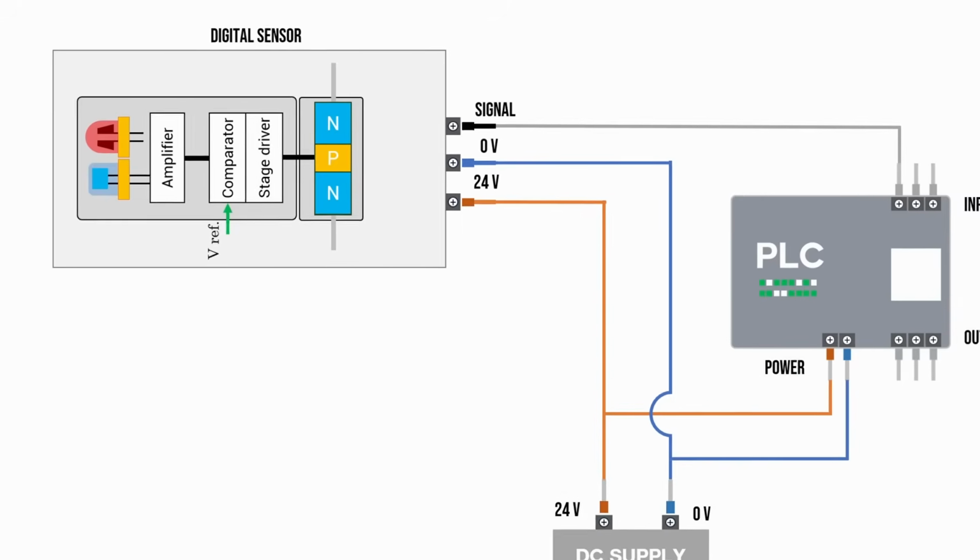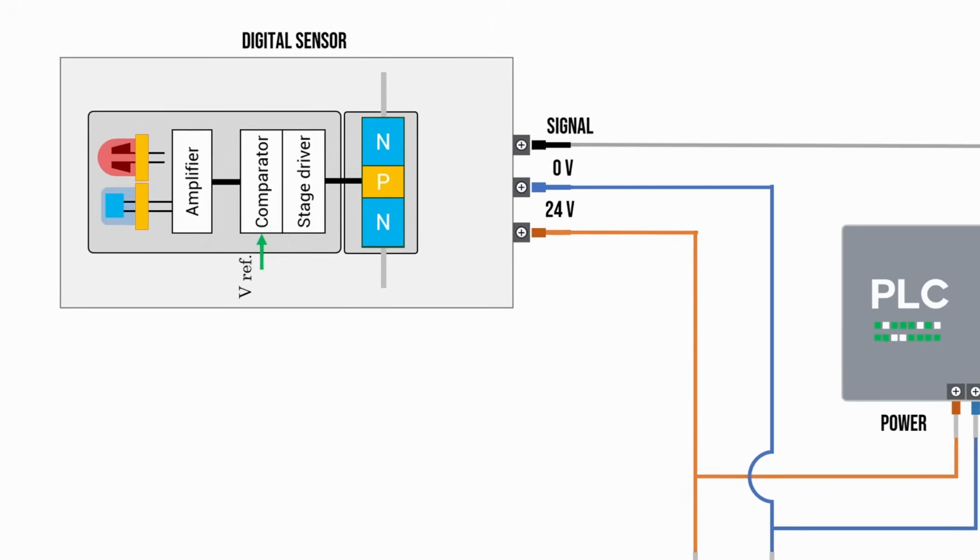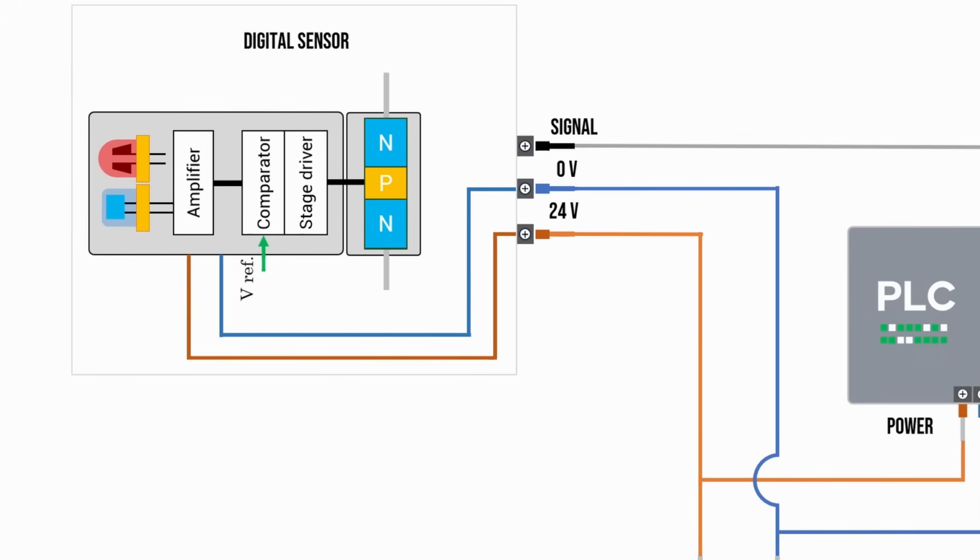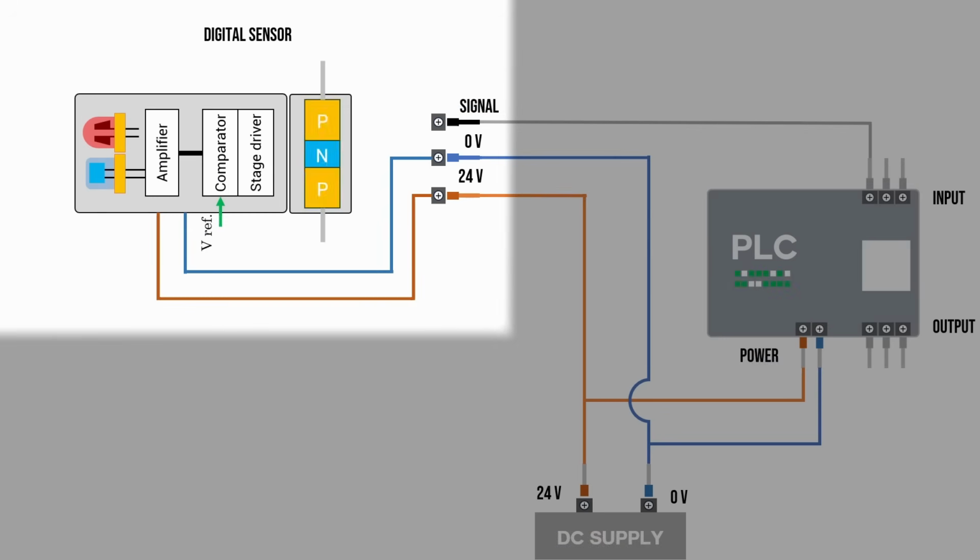So let's zoom into the sensor internal circuit. Inside, the 24 volt power continuously runs the sensing circuit, the LED, the amplifier, the comparator, and the transistor stage driver. This part of the circuit is always powered and ready. Now, depending on whether the output transistor is PNP or NPN, the signal circuit changes. So now let's understand how the signal circuits work. Starting with the PNP type transistor.